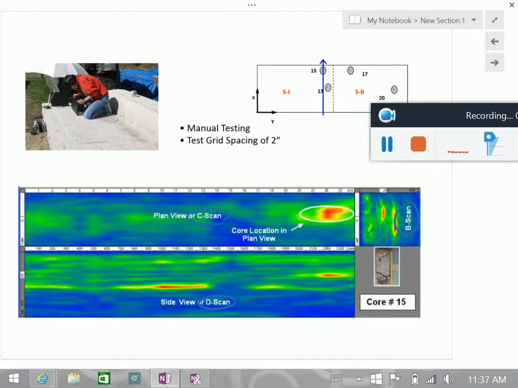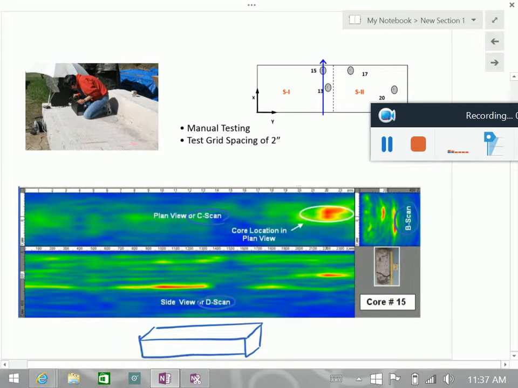So you have a 3D representation. I mean, in this case, we have an elongated shape, kind of like that. So wherever you cut here is B scan. If we cut here is D scan. And if we cut horizontally is C scan. That's what it is.